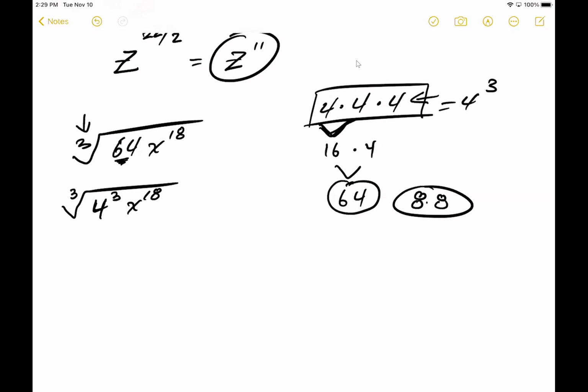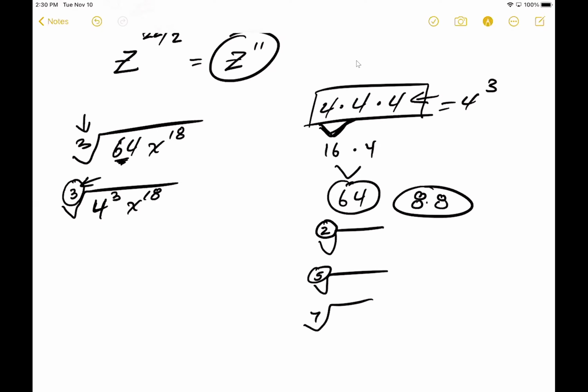Remember, we have a square root. If there's no number in front of this thing here, it's assumed to be a 2. That's your basic number. If you have just a radical, that is your square root. If you have a 5, we say it's the fifth root. If we have a 7, we say that is the 7th. So if it's a square root, what do we do? We divide the power by 2.